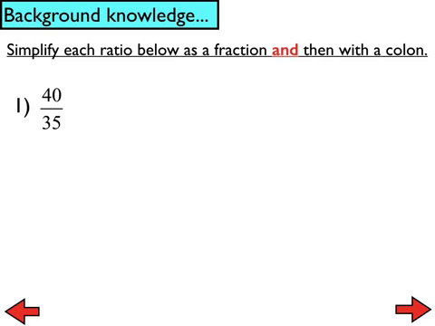So background knowledge, we talked about ratios. How do we simplify ratios? Do we reduce or divide? Reduce. So if I reduce this ratio, what would it be? 8/7. Do I make it a mixed number? No, because a ratio has how many numbers in it? 2. It's a comparison of two numbers. If I make it a mixed number, it's no longer two numbers.